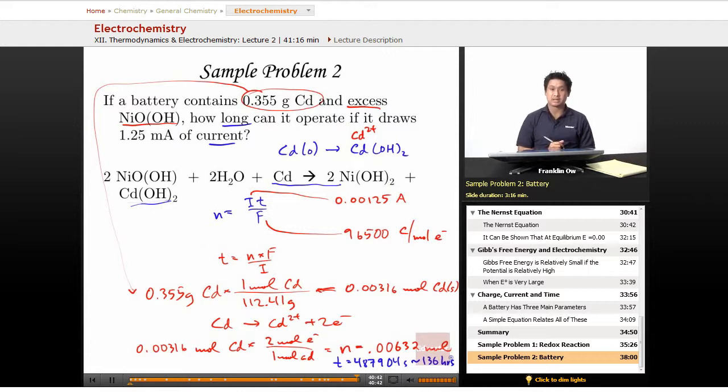That's an awfully nice lifetime for a battery to operate, everybody. 136 hours. And if you look at these elements, it's nickel cadmium, so I'm sure you've heard of batteries that are called nickel cadmium or cadmium nickel batteries, which are very nice batteries that help to power devices such as your smartphones and cameras.